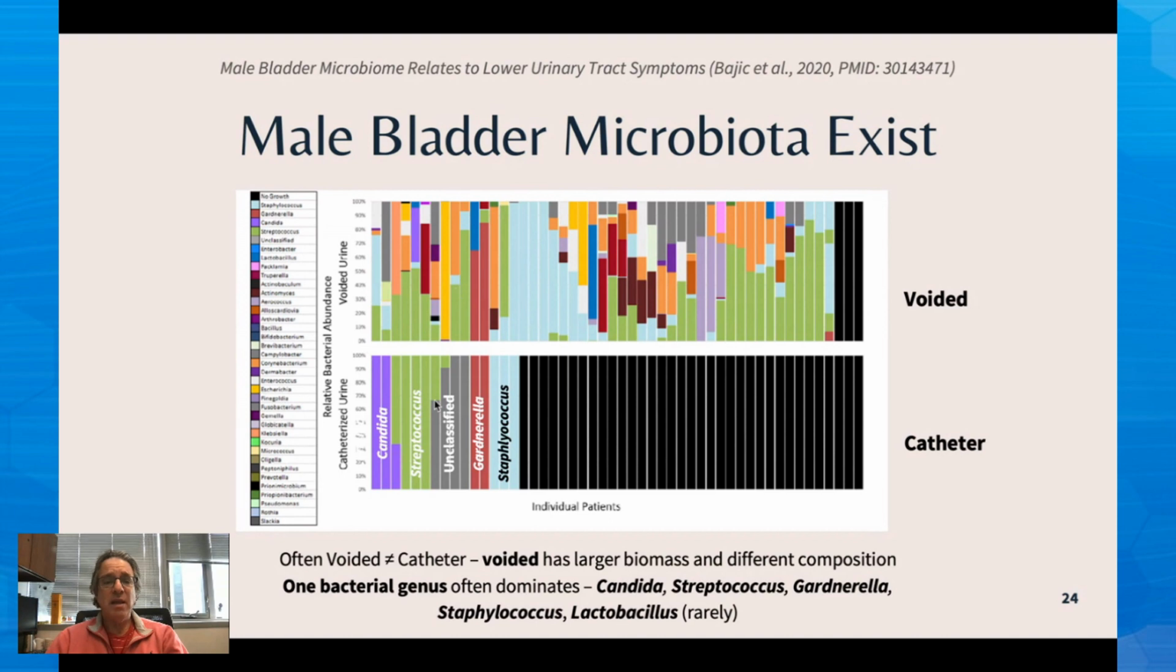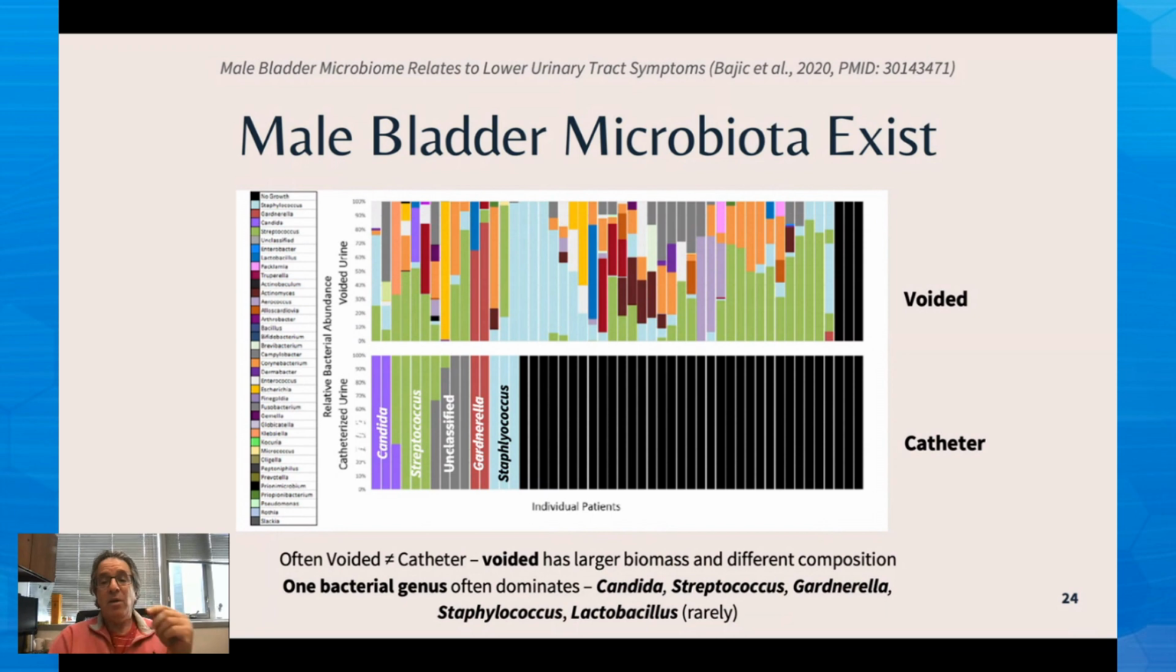You can see that in some cases, like here, the Streptococcus is present in the voided urine, and you see it in the catheter. Here's some staph that's in both. Here's Gardnerella in both. But you can clearly see that there's Candida in the cath sample over here, but not in the voided sample. And even when you see, let's say, the Streptococcus in both places, the voided urine is much more diverse. There are more other bugs.